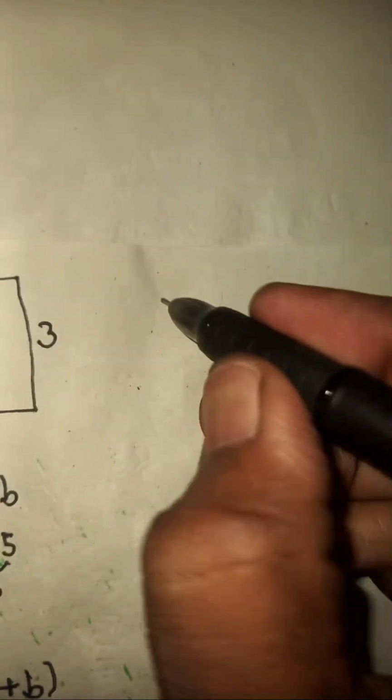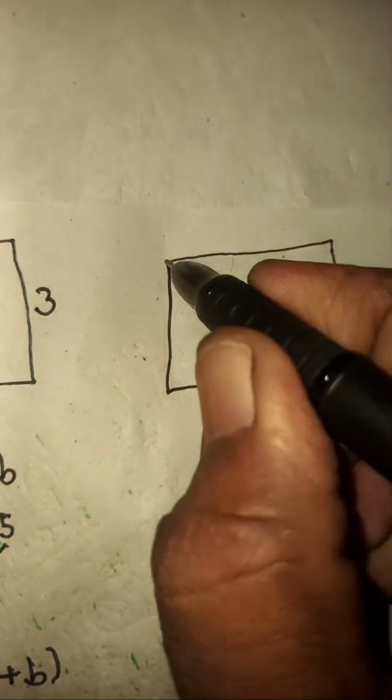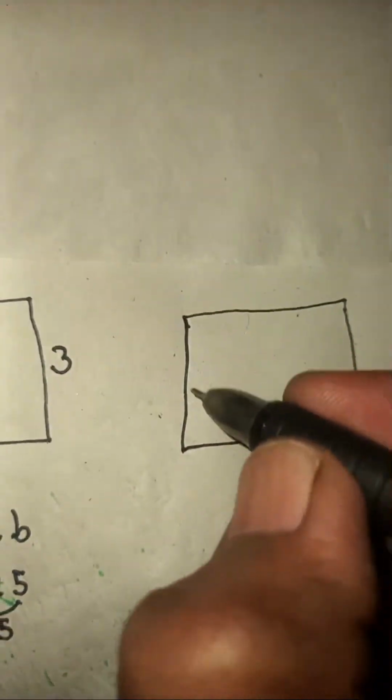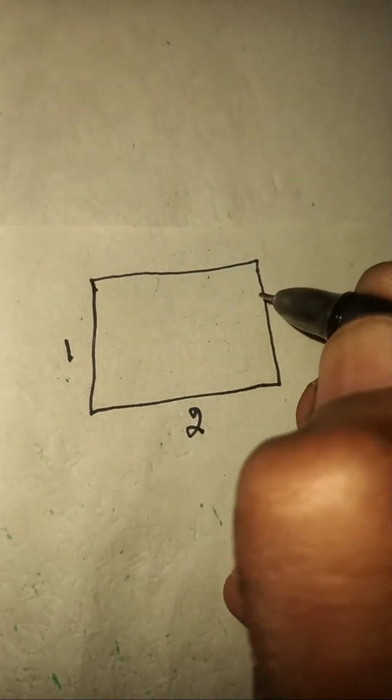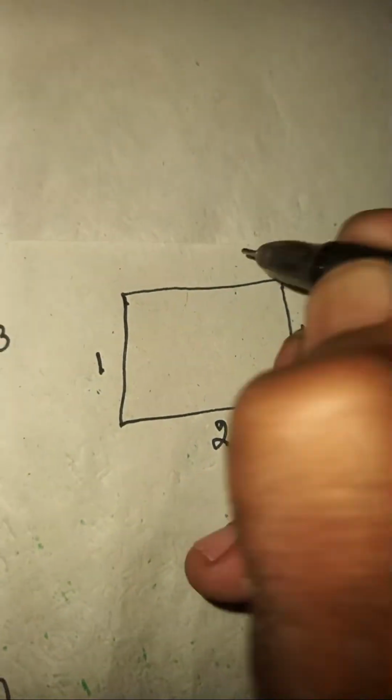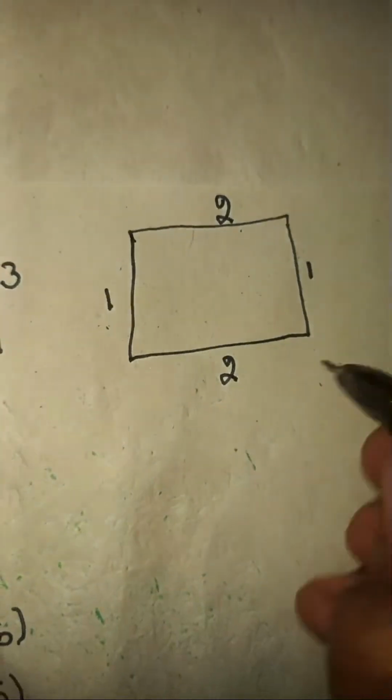Let's take one more rectangle. In this rectangle they have given that this side length is 1 unit and this is 2, so the opposite side is going to be 1, and here also the opposite is going to be 2.